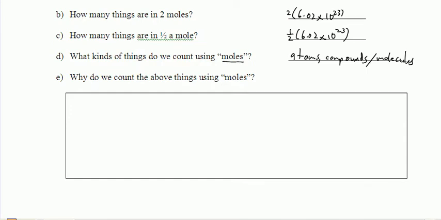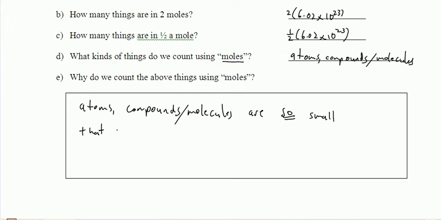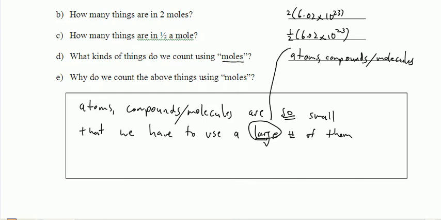Why do we count atoms, compounds, or molecules using moles? Atoms, compounds, molecules are so small that we have to use a large number of them. And that large number that we're choosing to use is a mole, or some fraction of a mole.